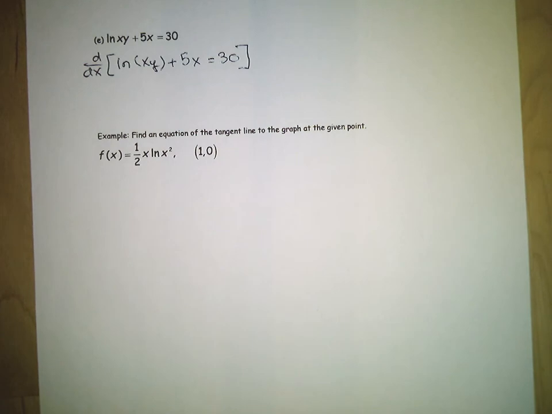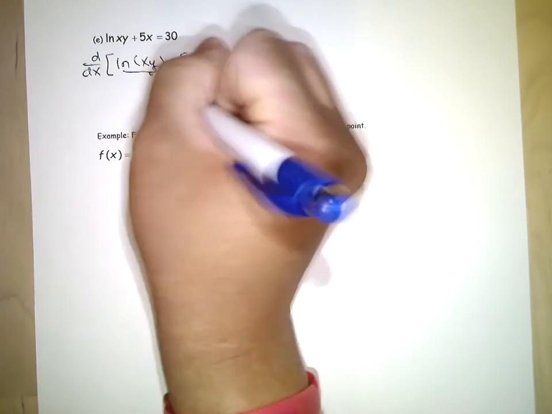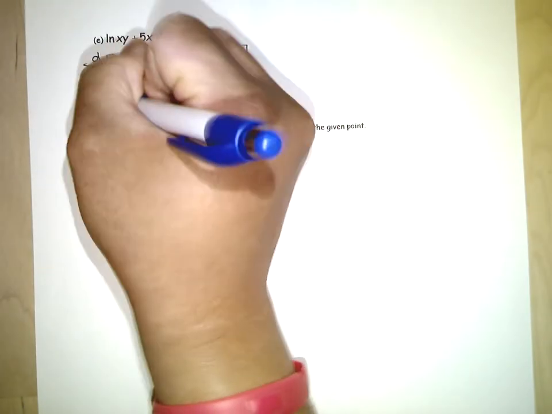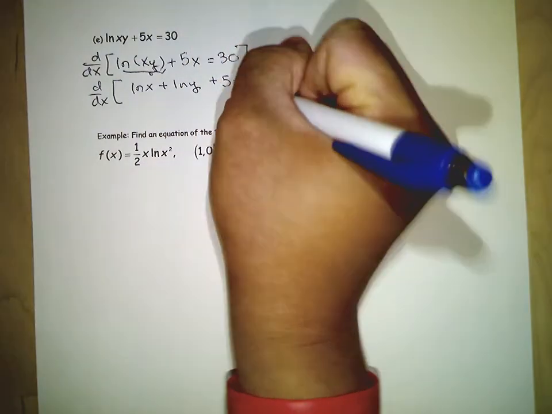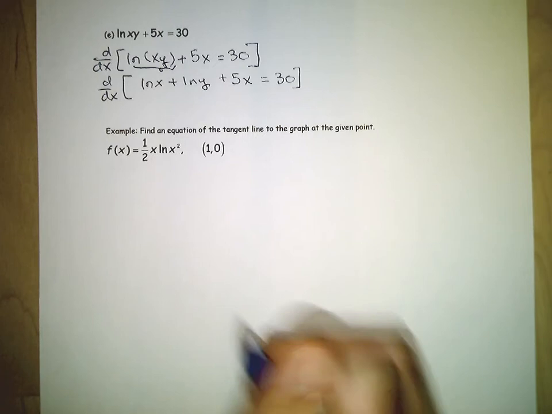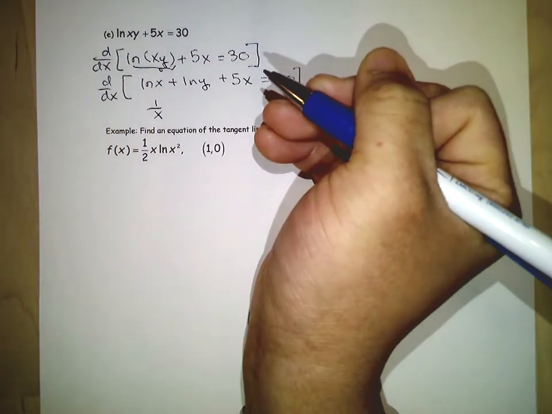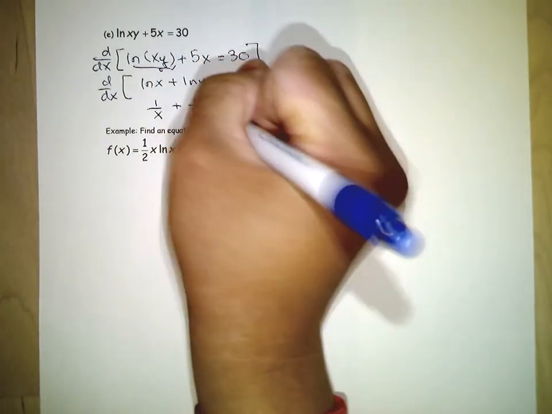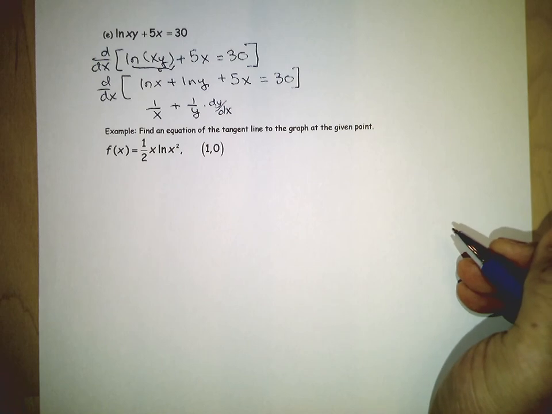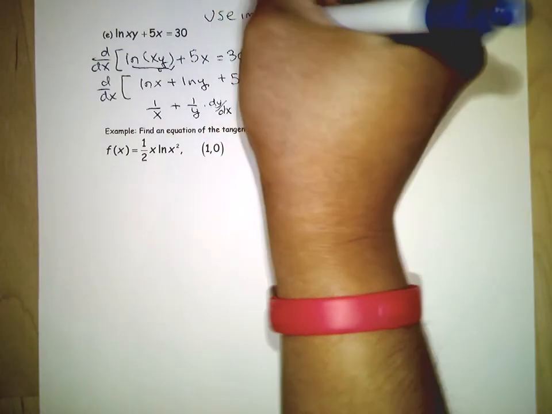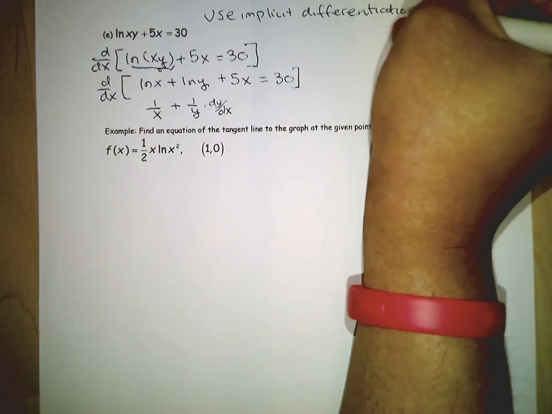So let's actually rewrite this part right here as d dx then of natural log of x plus natural log of y plus 5x equals 30. The derivative with respect to x of natural log of x is 1 over x. The derivative with respect to x of natural log of y is 1 over y times dy dx. Remember, we are finding the derivative using implicit differentiation here. All right, just as a reminder.